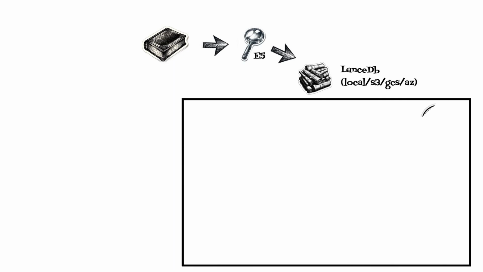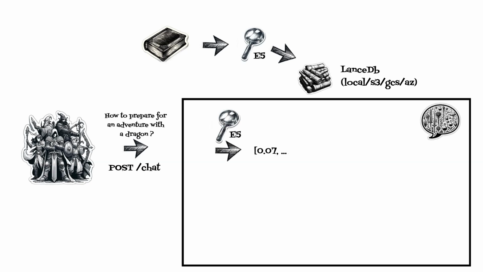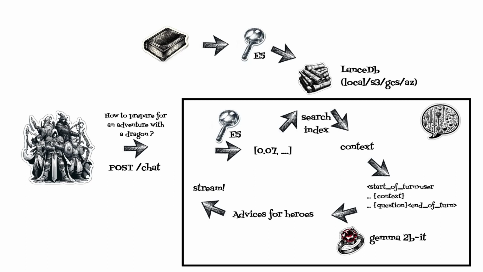Now it's time to create a microservice that will expose a chat post method, where our heroes team will send prompts. Inside the microservice, we'll calculate embeddings using the E5 model, then search for the most appropriate context, build a large language model prompt in instruct format, and finally stream generated responses from the Gemma model to the heroes.